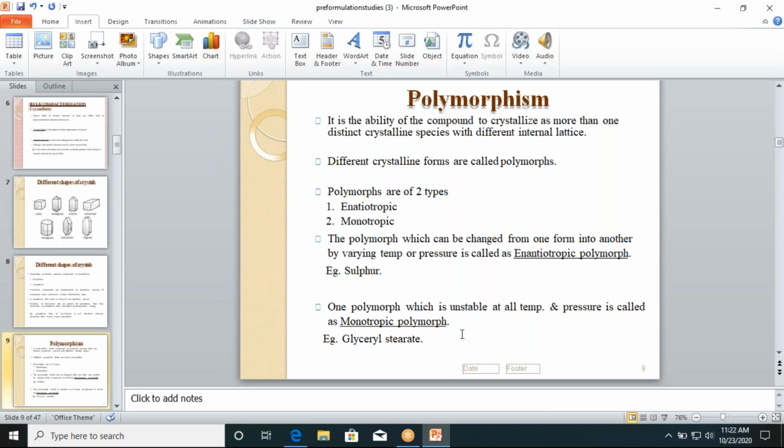As I told, in case of enantiotropic, one polymorph will be changed into another just by changing the temperature or pressure. An example is sulfur. When you change the temperature or pressure, it will convert into various polymorphic forms of sulfur. But in case of a few polymorphs, it will be unstable at all temperatures and pressures. An example is glyceryl stearate. It will be unstable whether you are increasing or lowering the temperature. So these two examples you have to remember. The enantiotropic example is sulfur and the monotropic example is glyceryl stearate.